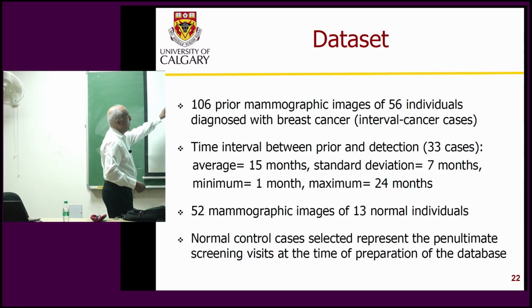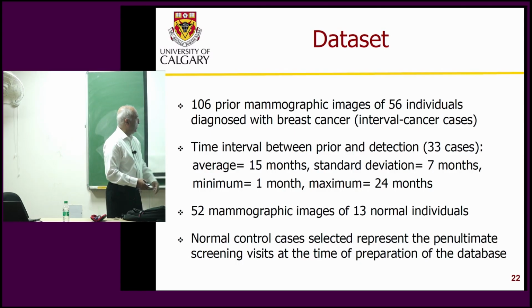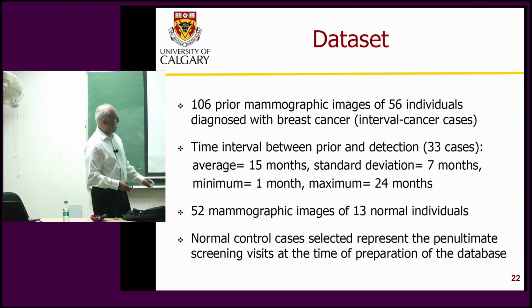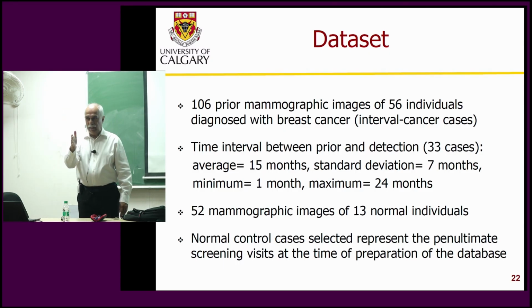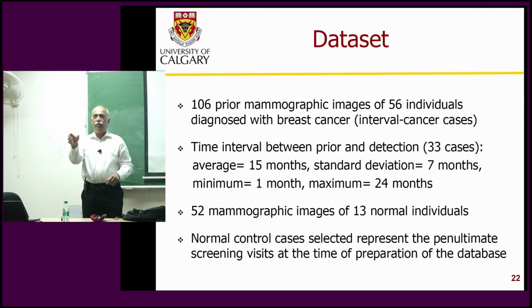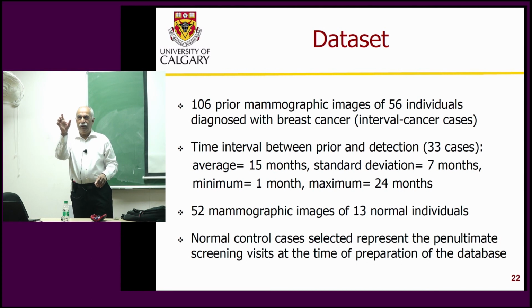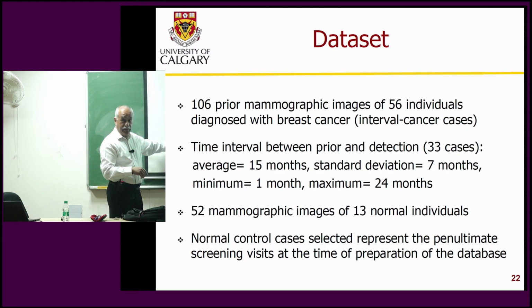The time interval between prior and detection mammograms for 33 cases was an average of 15 months, in the range of 1 to 24 months. There were 52 mammographic images of 32 normal individuals, and these were selected to represent the penultimate screening visits at the time of preparation of the database. So what are the normal cases? The person was normal at one screening instance, and we took the one before. So confirmed to be normal in that, and not only at that stage but also 2 years prior to that. So definitely normal from the screening program.